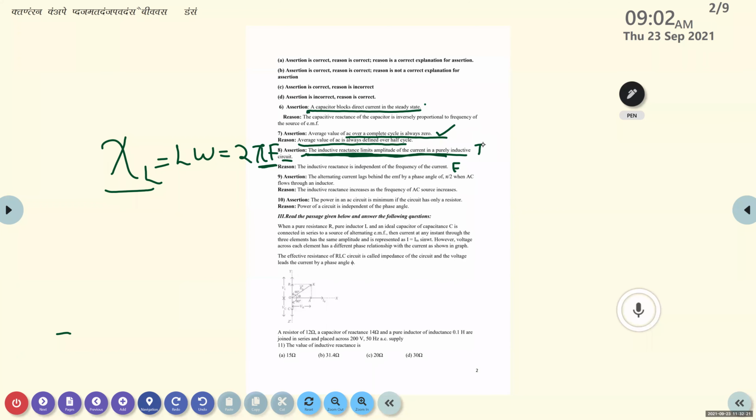Inductive reactance limits the amplitude of the current in a purely inductive circuit. It is correct, but here the reason given is incorrect. The inductive reactance is independent of the frequency. It is incorrect because inductive reactance depends on frequency. They are directly proportional to each other.